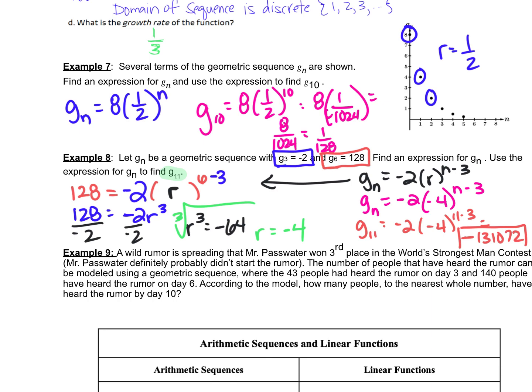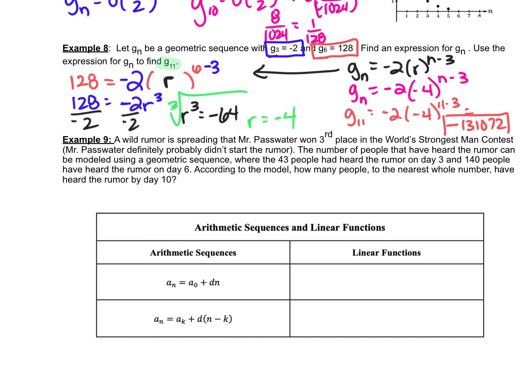Question on that. That's a little weird. Well, if you've not paid any attention to the bottom of your notes, it talks about Mr. Passwater. He's the guy who writes most of the examples that I use, as well as most of the problems on the test that I use, because he writes for AP. I have a really good feeling he wrote your test that's coming in May. So a wild rumor is spreading that Mr. Passwater won third place in the World's Strongest Man contest. If you knew him, you would know that was a lie.